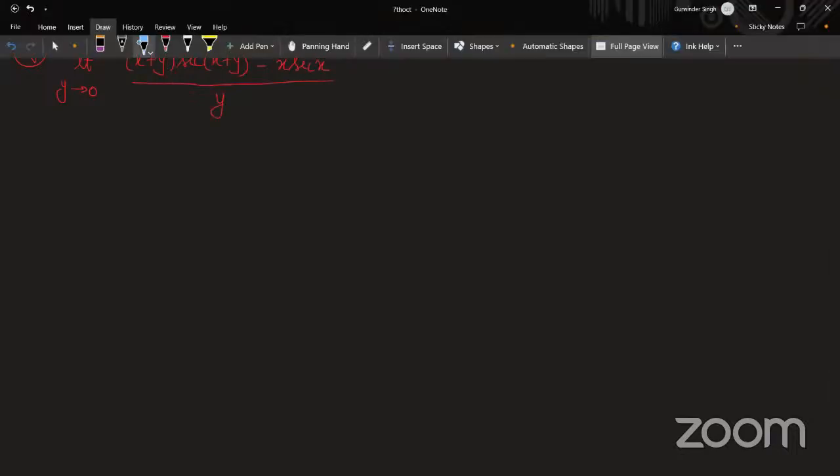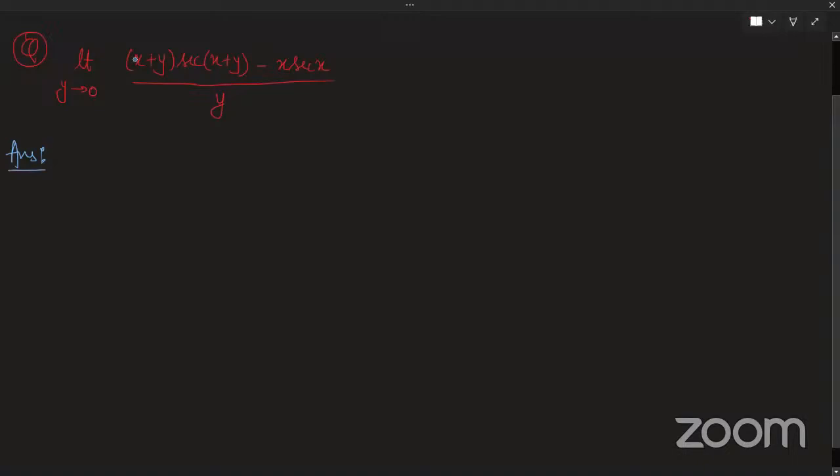So it's the limit as y tends to 0. Okay, so it is asking me what is the value of this thing. So obviously my final answer will be a function of x. It will be in terms of x because y has been assigned the value 0. So x will still be left and I'll get my answer in terms of x.